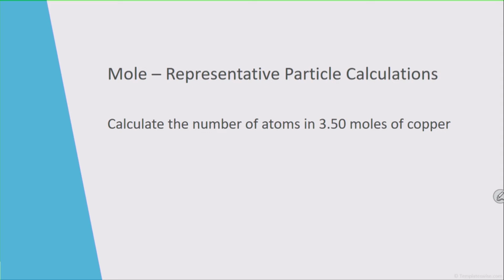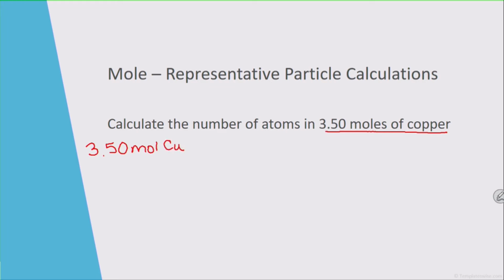We're going to calculate the number of atoms in 3.50 moles of copper. So what did we say we had to do first? The first step is you start with your given. What is our given here? Our given is 3.50 moles of copper. So I'm going to write that down. 3.50, the abbreviation for mole is MOL, and you have to put the chemical.